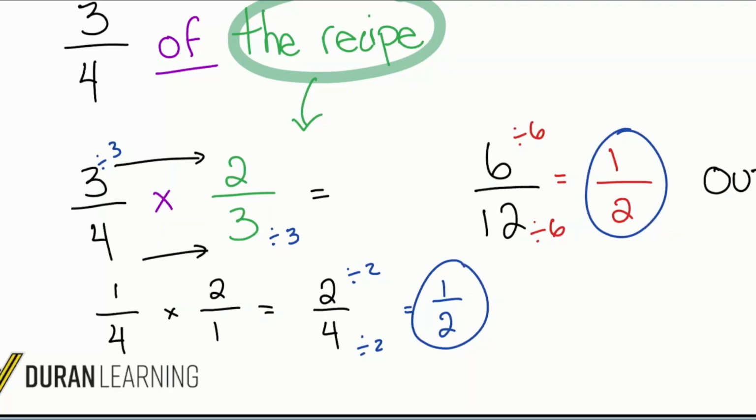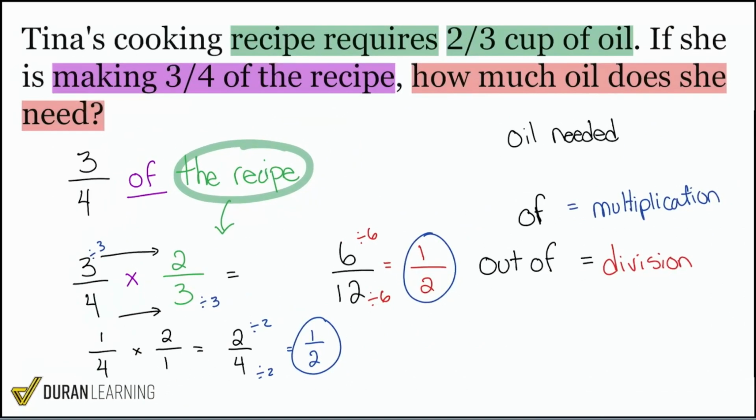I think the biggest point for this problem is really going to be knowing that the word of is multiplication, the word out of is division. That's really the biggest takeaway from this one for sure. Who here would like to see a division example before we move forward? Right on. Let's go ahead and give it a shot.